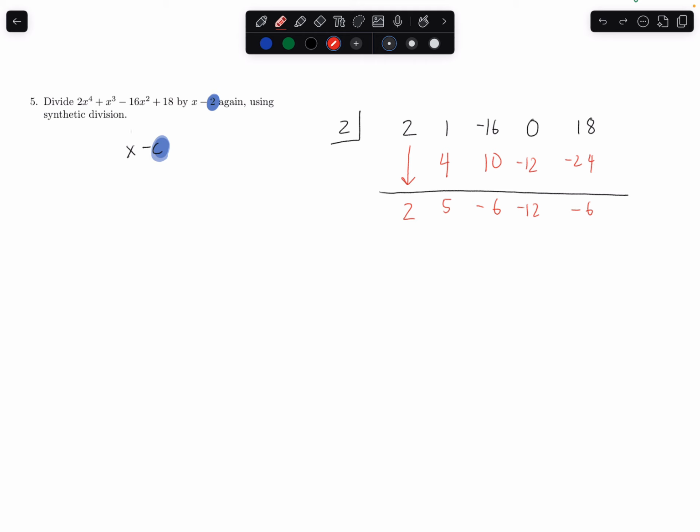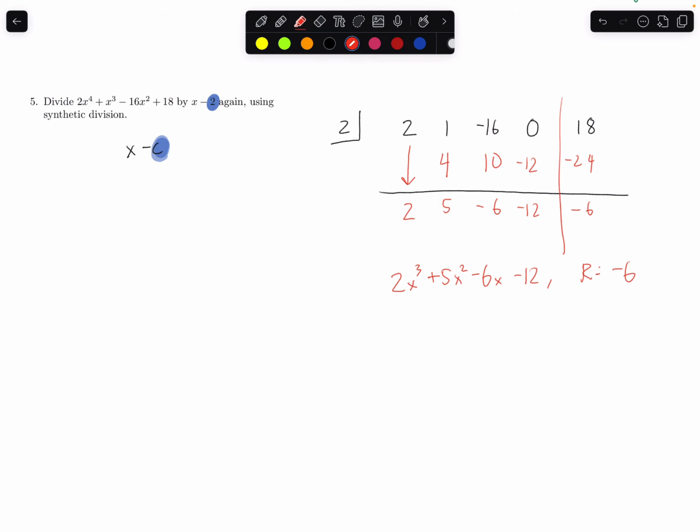Because you're dividing by something with just an x and the remainder has to have a lower degree, that means it's always going to be just a constant. So the remainder is the constant here. And this is going to be your polynomial. So this is your constant term, x term, x squared term, x cubed term in that order. That means your quotient is going to be 2x to the third plus 5x squared minus 6x minus 12. And then the remainder is negative 6.